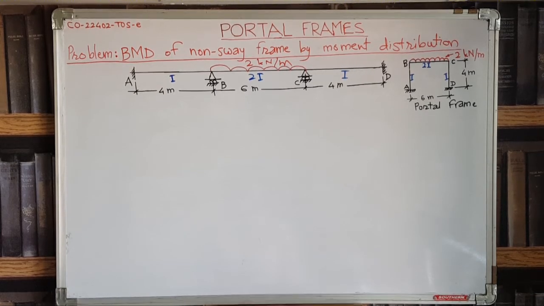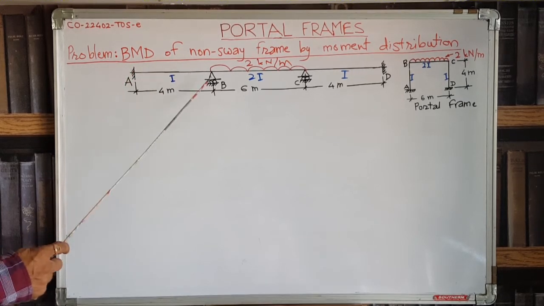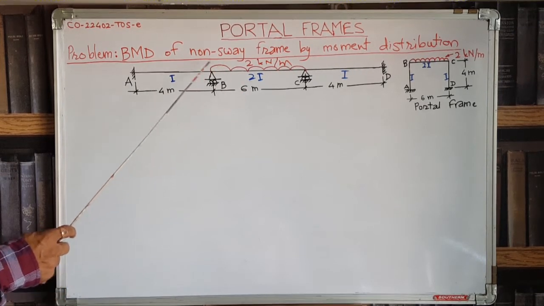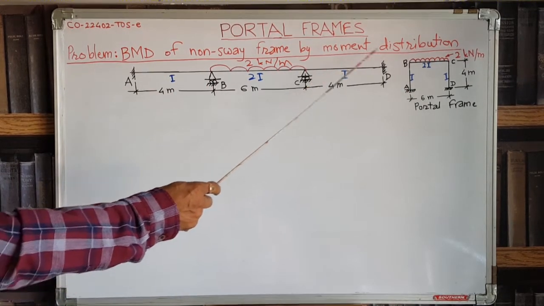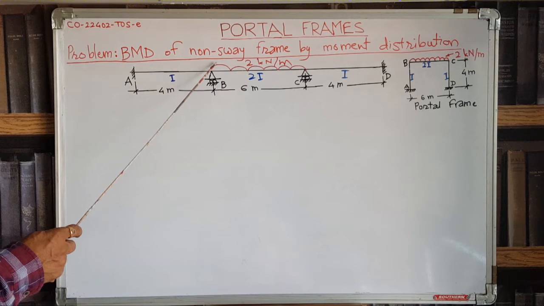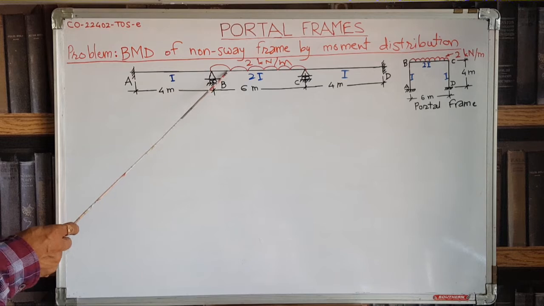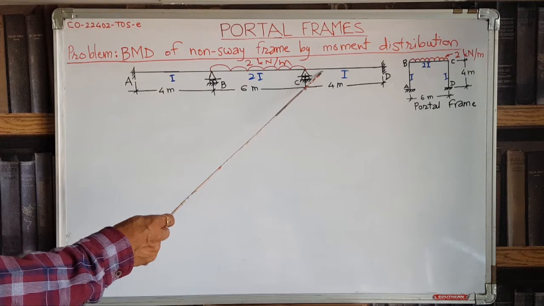We know that in moment distribution method, we are assuming all the supports to be fixed. If you look here, support A is already fixed, but support B is a roller support. This roller support we have introduced while converting this frame into a continuous beam. At B actually there is a rigid joint, but we have shifted it here and we have replaced it by a roller support which is a continuous support. So this joint C is converted into a roller support as a continuous support.